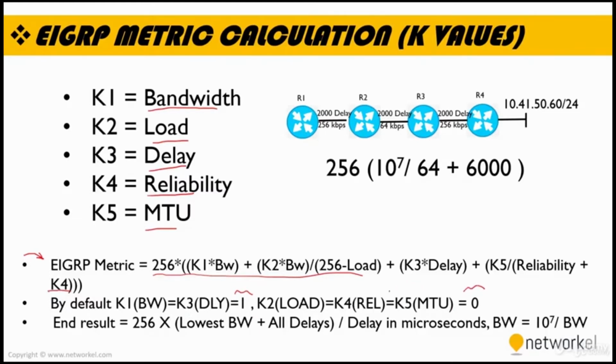And in the end result, you can calculate the metric with this formula. For example, when we check this example, 255 multiplied by 10 to the power 7 is divided by 64, which is the lowest bandwidth, as you can see here, plus all the delays. All delays are 2000, 2000, 2000, and as you can see, that's 6000.